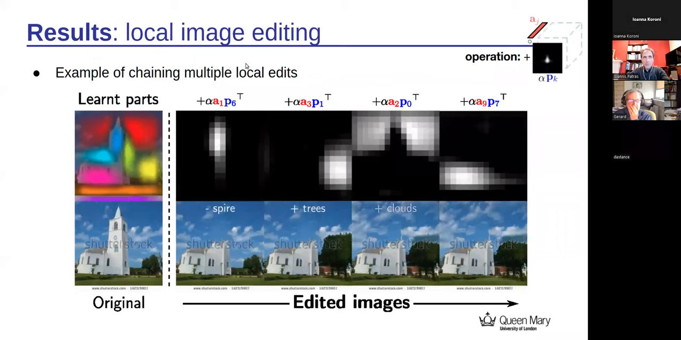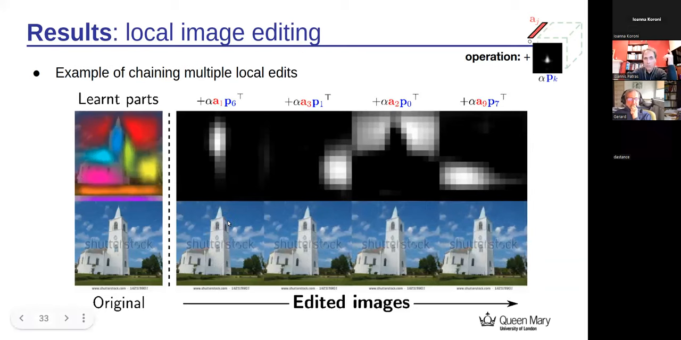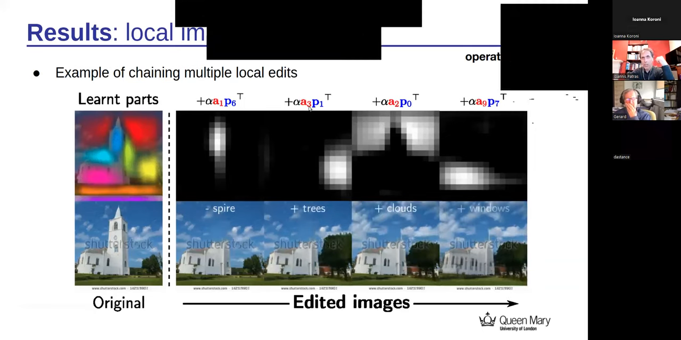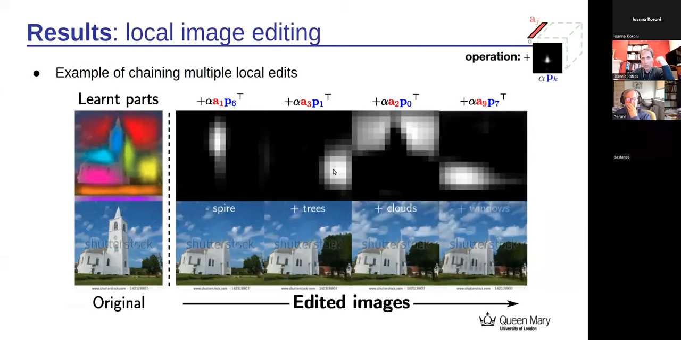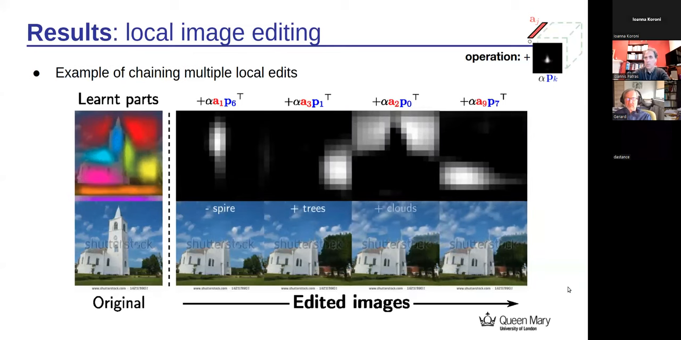Here we see some examples of local image editing. This is the original image. We can add a certain appearance, the appearance A1, in the part 6. This is the part 6. Appearance 1 is a certain appearance vector. By adding the appearance vector 1, we can basically add the background and therefore remove the tower. We can add the appearance 3 at part 1, to this part here, and then we can add trees, clouds in the sky, windows on the main building. All of these edits are very local in nature, and the rest of the image is largely unchanged.